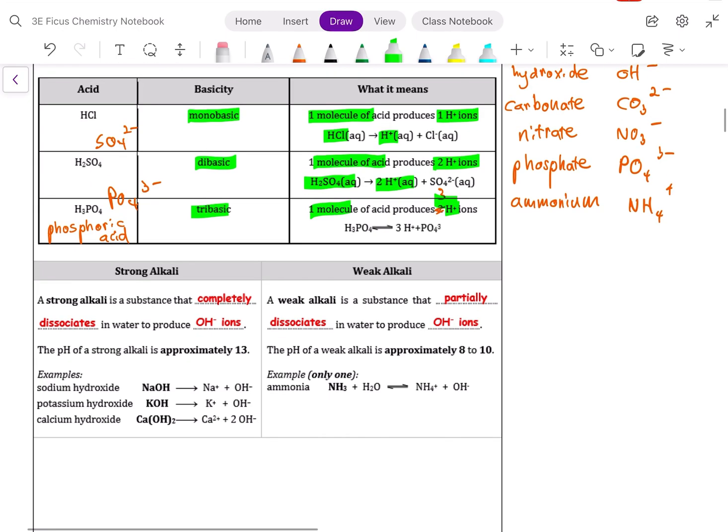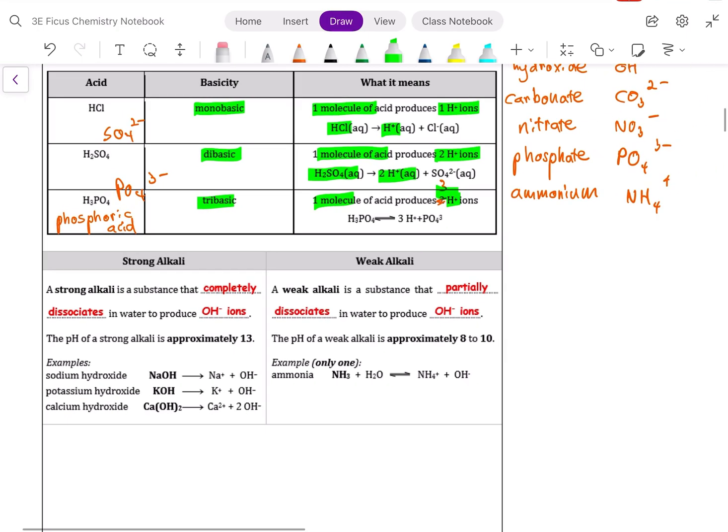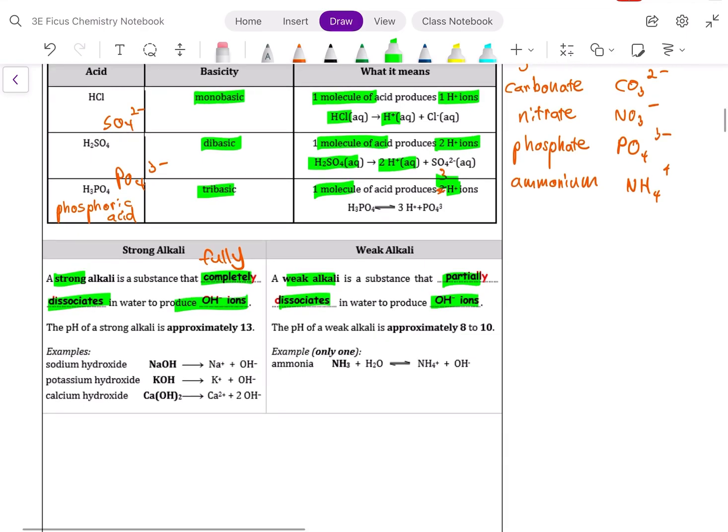Just like acids, you have strong and weak. For alkaline, there's also strong and weak, and the definition is almost the same. Strong alkaline means completely dissociates to produce a high concentration of OH minus ions. Weak alkaline means partially dissociates to produce OH minus ions. Usually the pH is around 13 to 14 for strong, and for weak it's usually 8 to 10. But strength is one factor; the concentration of the alkaline and the acid itself also plays another factor.